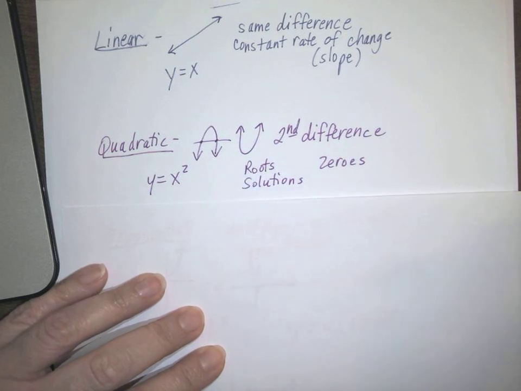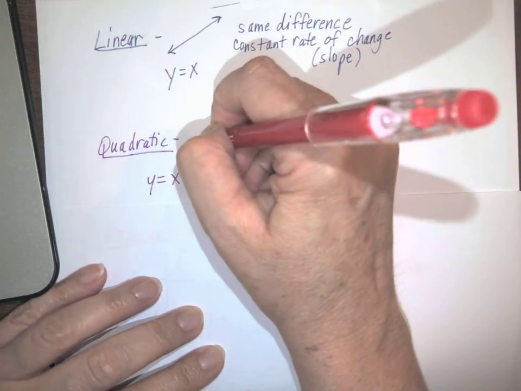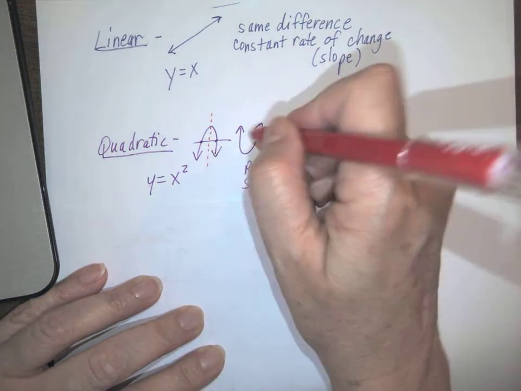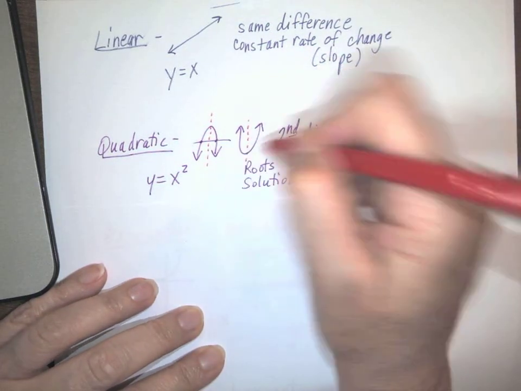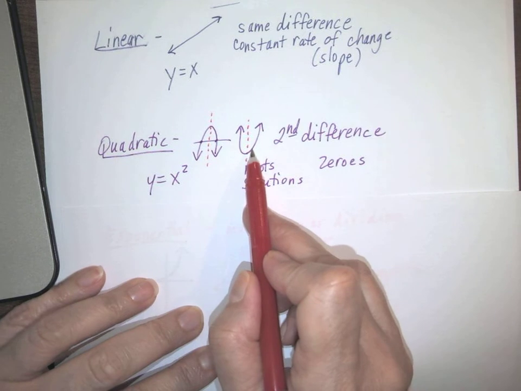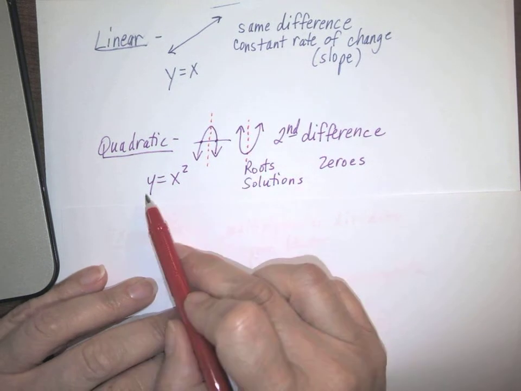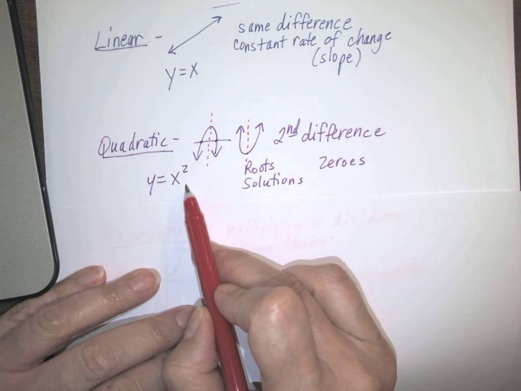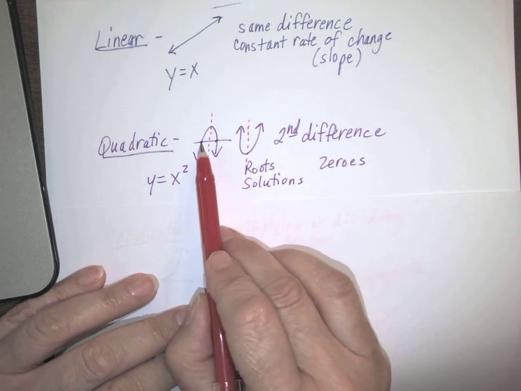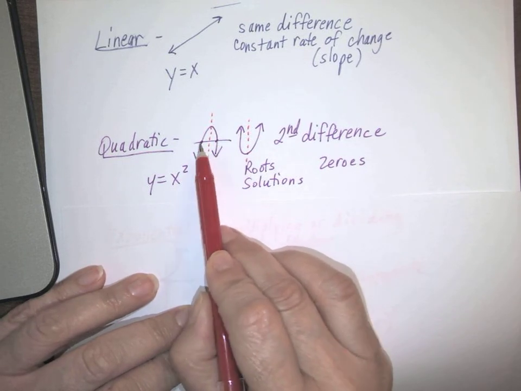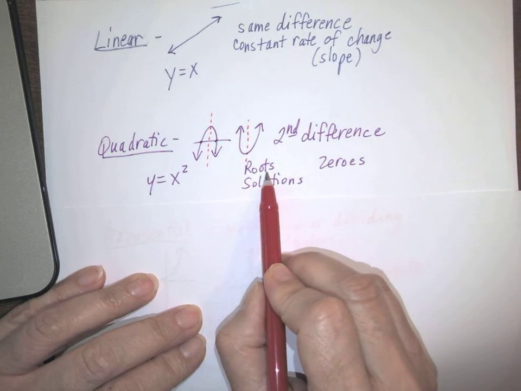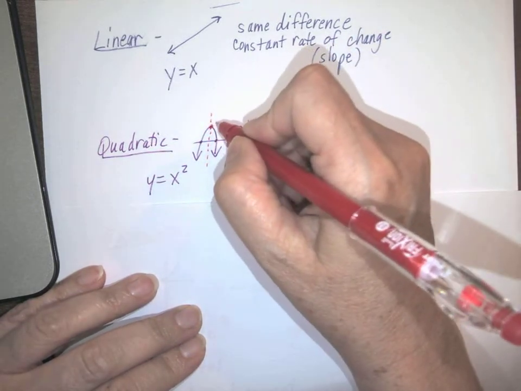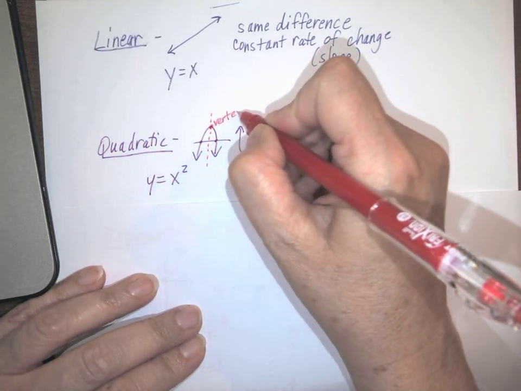There is an axis of symmetry, an invisible line that cuts it into two symmetrical pieces. In Algebra 1, you either have an upside down parabola, this is called a parabola, or a right side up one. Here's your parent function, y equals x squared. Two very important features of this is the x-intercepts, where it crosses the x-axis. These are also called roots, solutions, zeros. And then, of course, this right here, your turnaround point, is called the vertex.